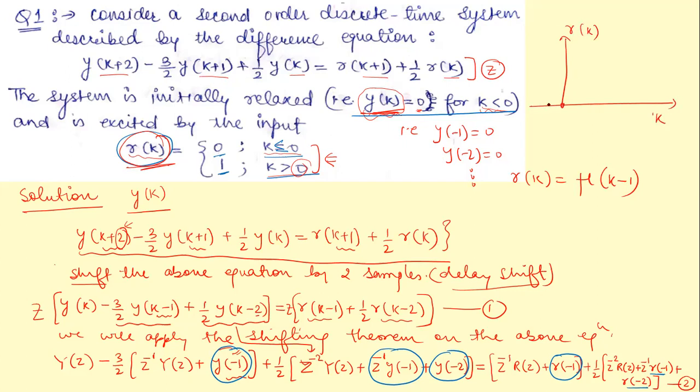So at 0 it is 0, and here also it is 0, but let us say at 1 it is 1, right? And then again 1, 2, then again 1, then again 1, and so on up till infinity, right? So that means this particular rk is nothing but a unit step function which is delayed by one sample. So the given input is rk, which is a unit step delayed by one sample, right?